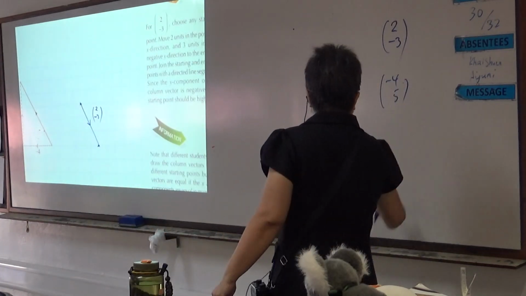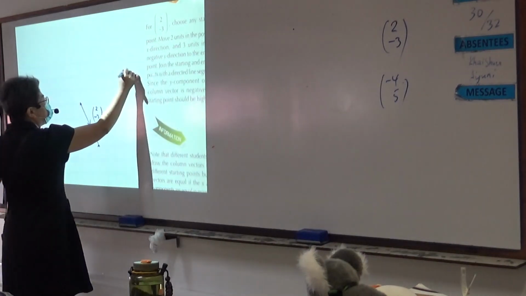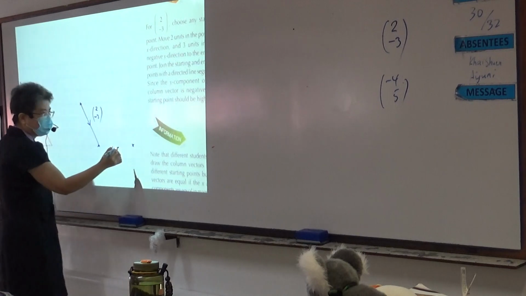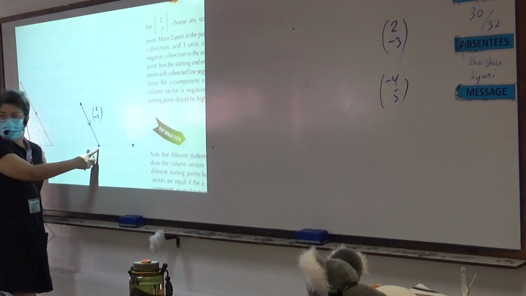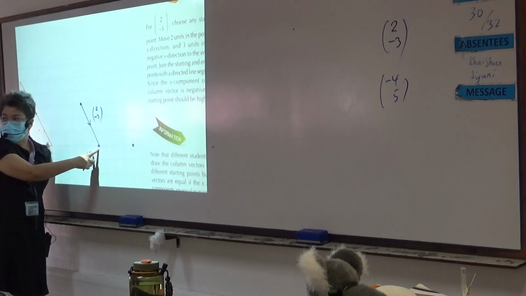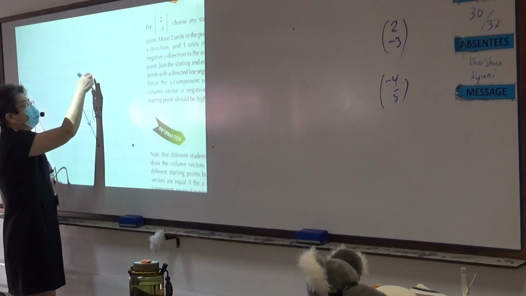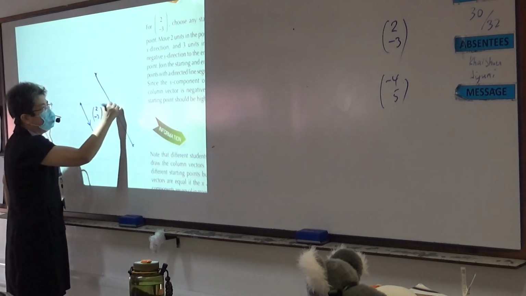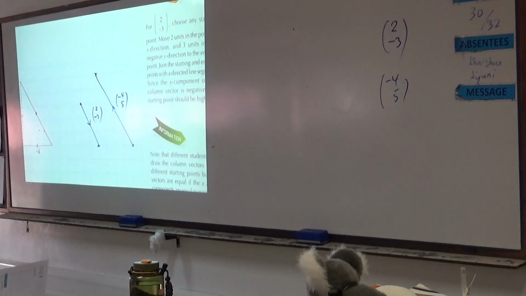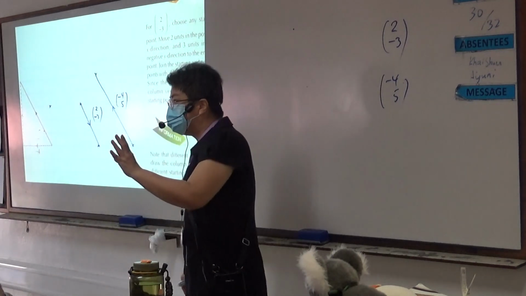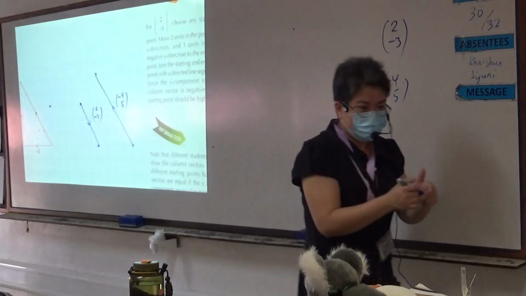Now, next: (-4, 5). I start somewhere. Negative 4: 1, 2, 3, 4, right? Then I go up 5: 1, 2, 3, 4, 5. So it will be like this. Can you see what I'm talking about? Even if I start here and draw, it will be the same. It doesn't matter, because I just want the vector only. I don't need the position with respect to the origin. When it's a position vector, then we need it with respect to the origin. Everybody clear?